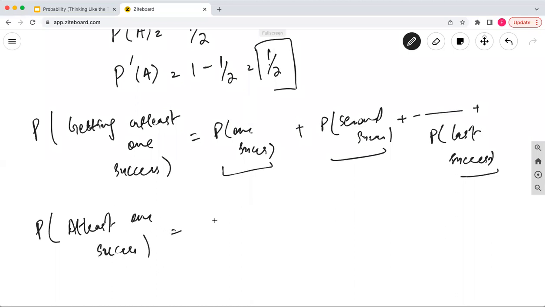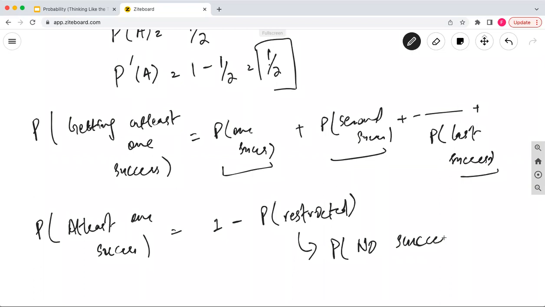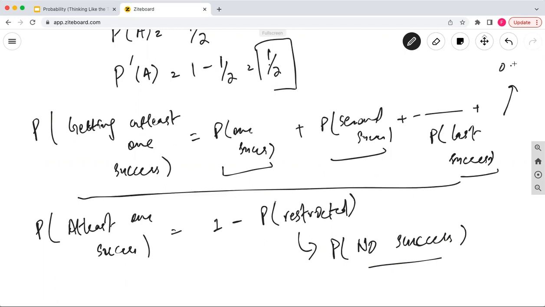will be the total probability, which is 1, minus the probability which is restricted. And what is the restricted case here? The probability of getting no success. Because in actuality, the total probability is always equal to 1. So if, for example, the actual at least probability answer came out to be 0.7, then from the inverse you get 0.3. If I subtract from 1, you will get 0.7, right?